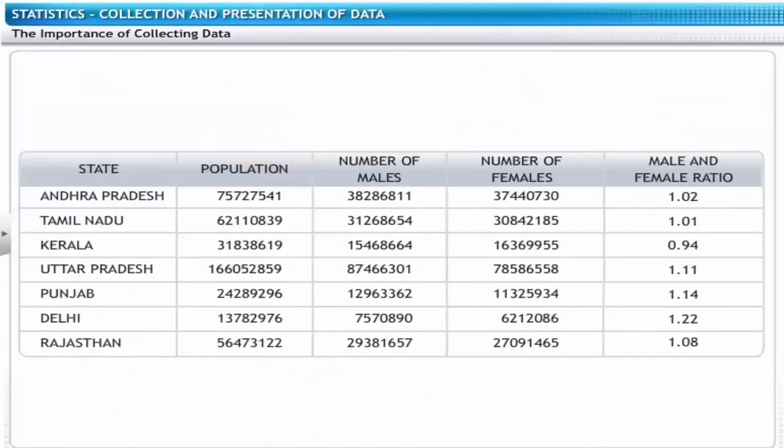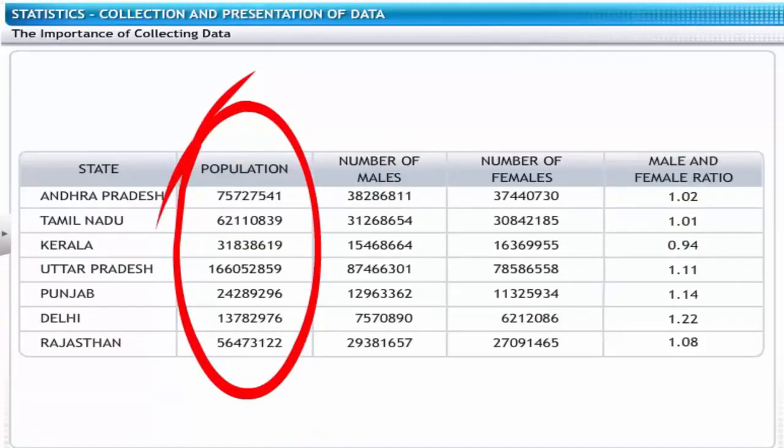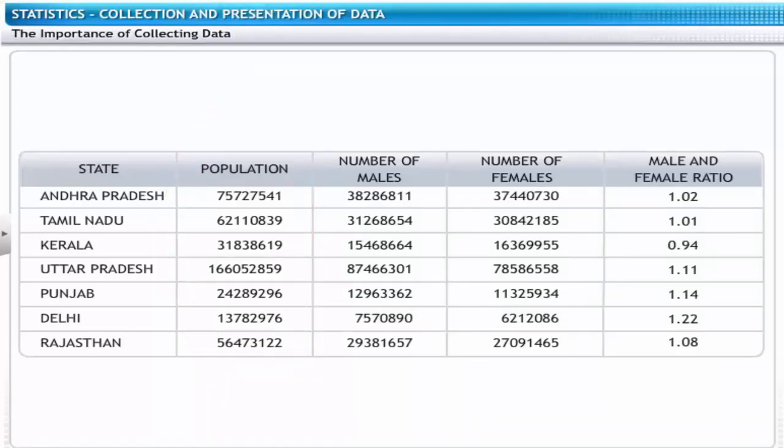For example, data collected in a population survey in a state not only tells us about the total population of the state, but also the number of male and female residents and the male-to-female ratio in that state.